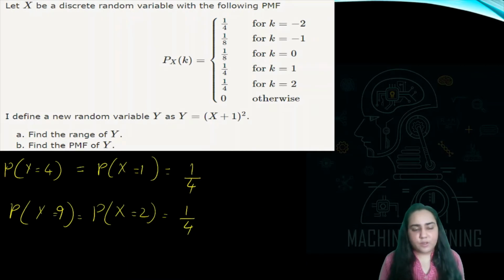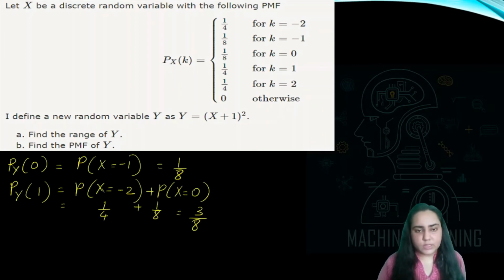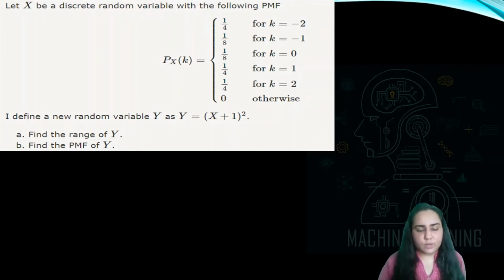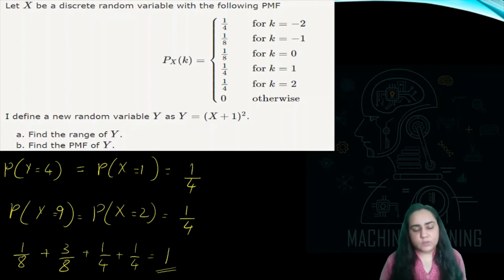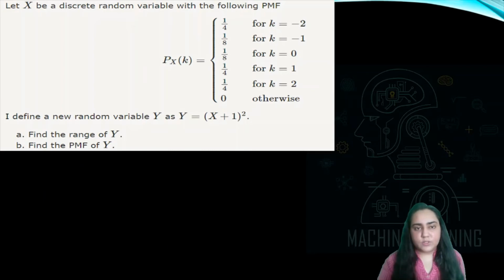And how do you verify all your answers? You just add whatever you got. So let me just go back a bit and see. I got 1 by 8, I got 3 by 8, 1 by 4, and 1 by 4. When I add all this, I essentially get 1. If I'm getting 1, that means my answer must be correct. So this is one way to verify your answer. I hope you understood this question as well.